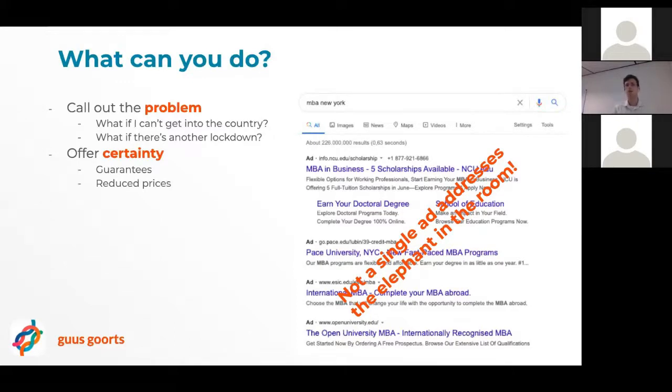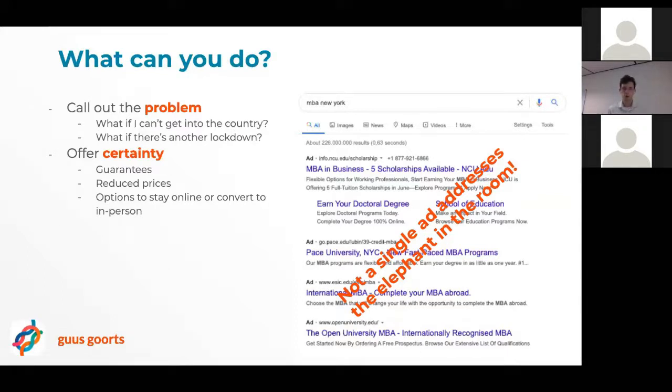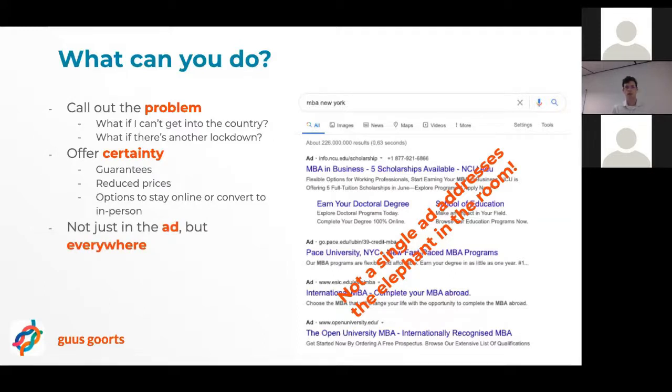Not everyone has the same flexibility, but just communicating what is there will really help to assure people that if this happens, this is what will happen. And it will make people more comfortable to make a decision, because you have helped them to reduce their personal uncertainty. And of course, this shouldn't be just done in the ad, this should be done everywhere, on your website, in your events, in your conversations, everywhere.